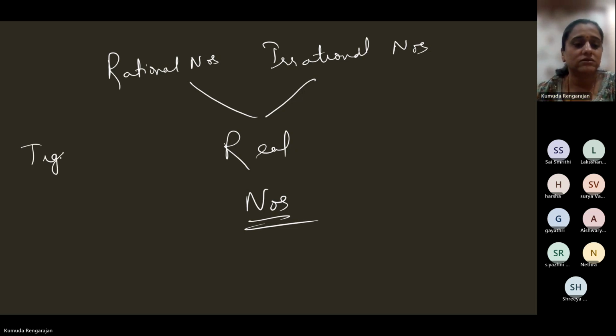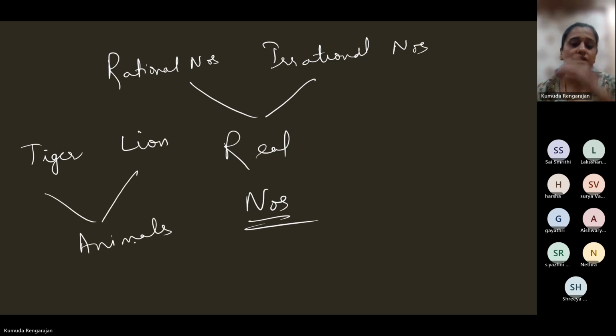Like a tiger is an animal. A lion is also an animal. But every animal need not be a tiger. So every real number is not rational. Real numbers can be rational or irrational.